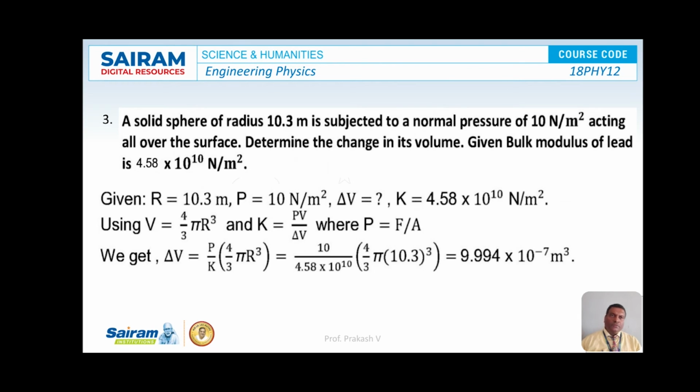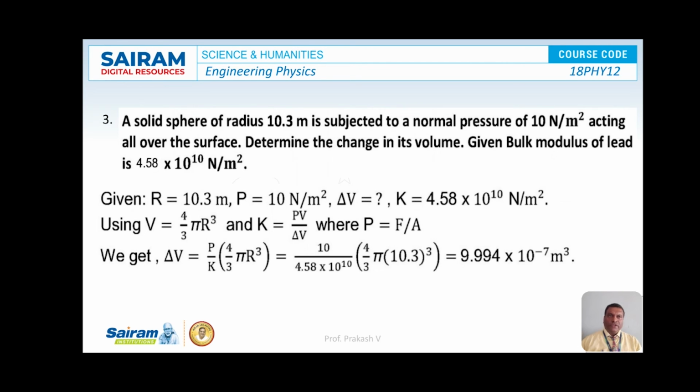So further P can be written as F by A. So by using all this data, we can write delta V as P by K into 4 by 3 pi r cube. So substitute the value of P, K and r here. So that can be written as 10 by 4.58 into 10 to the power of 10 into 4 by 3 pi into 10.3 whole cube.